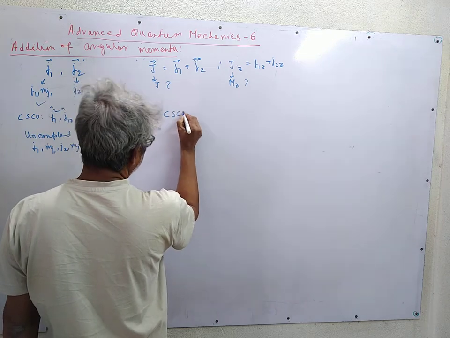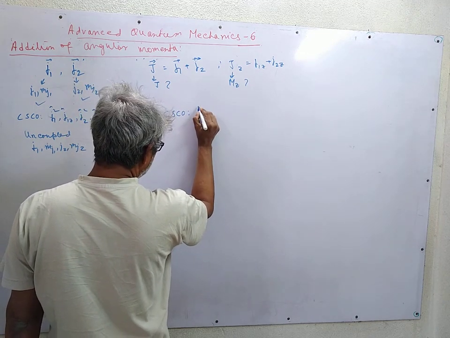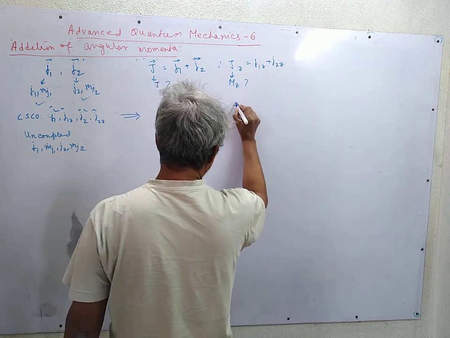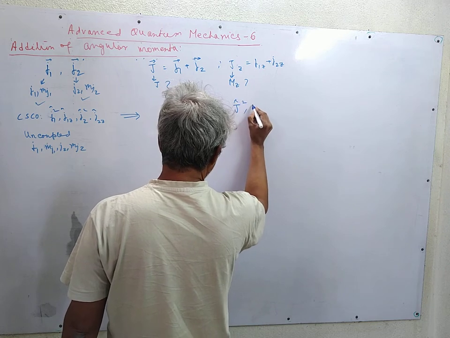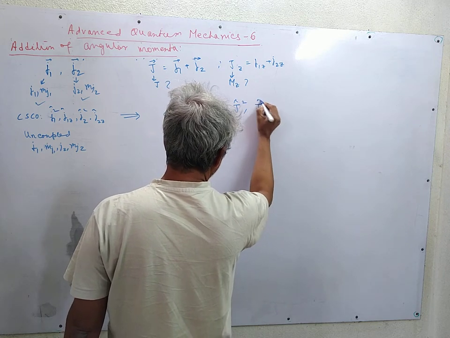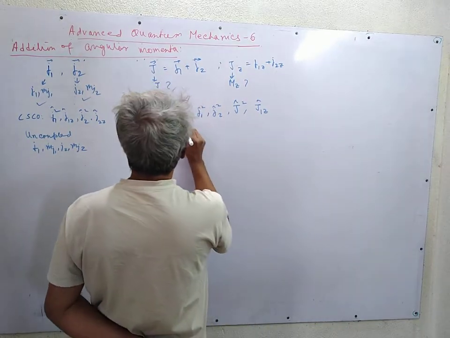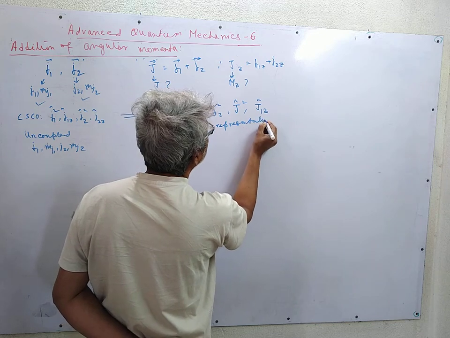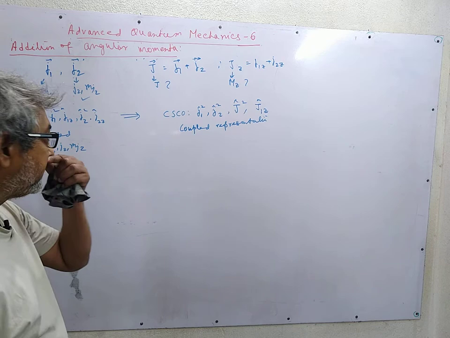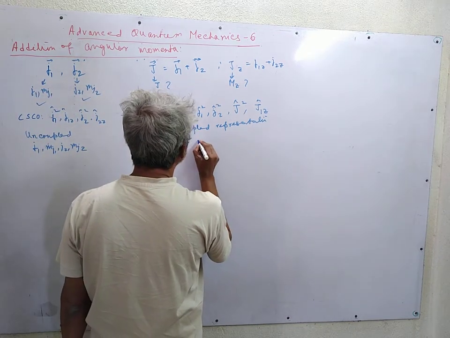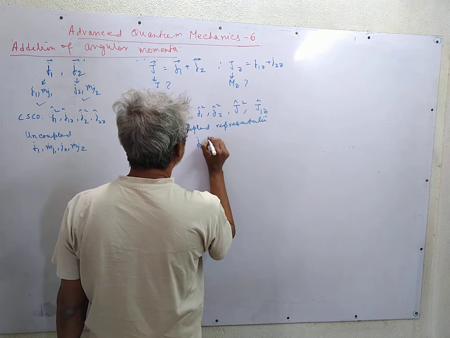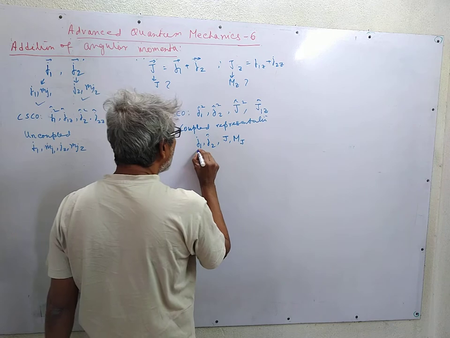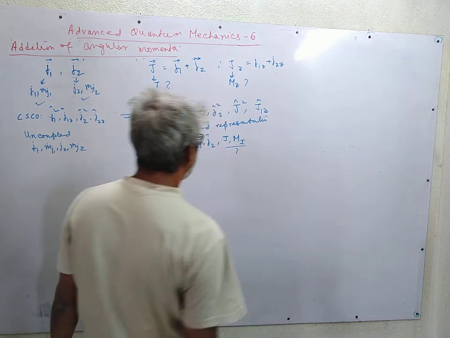We want to switch over from here to another case where the CSCO would be J1 square, J2 square, J square and Jz. This is known as the coupled representation, which we have described here for spin orbit interaction. The quantum numbers for this are J1, J2, capital J and capital MJ. J1 and J2 are known. Our objective is to know J and MJ.